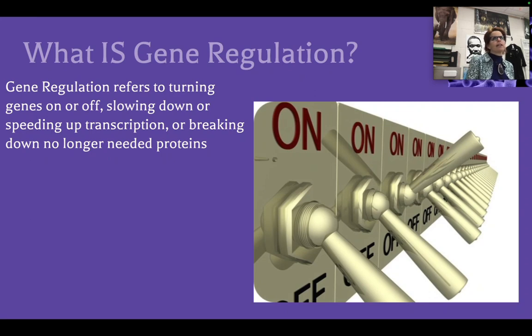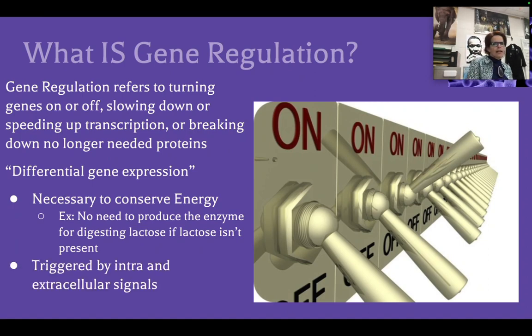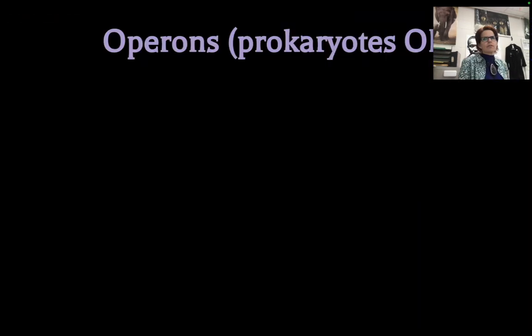Gene regulation refers to turning genes on or off, slowing down or speeding up transcription, or breaking down no longer needed proteins. Differential gene expression, words like that just go in one ear and out the other for me, so you have to really pause. So different gene expression, whether the genes are turned on or off or how they're expressed, it's different. It's necessary to conserve energy. We don't want to make the enzyme for digesting lactose if lactose isn't present. And it can be triggered by either intracellular signals, so signals from inside the cell, or signals coming from the outside of the cell.